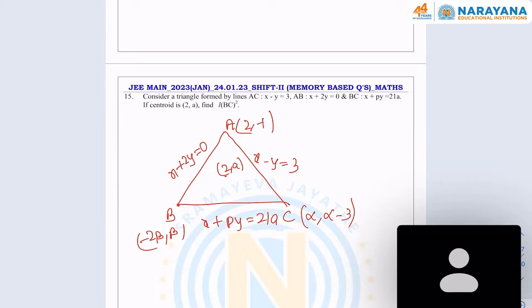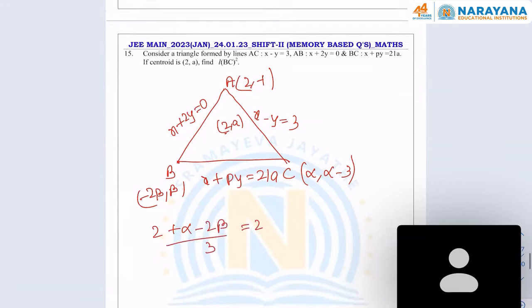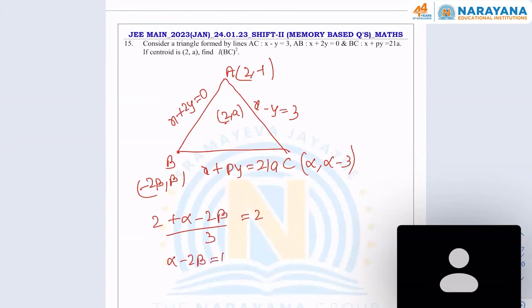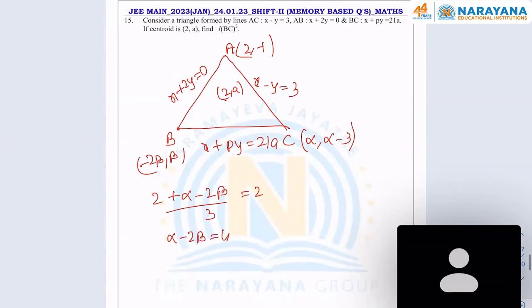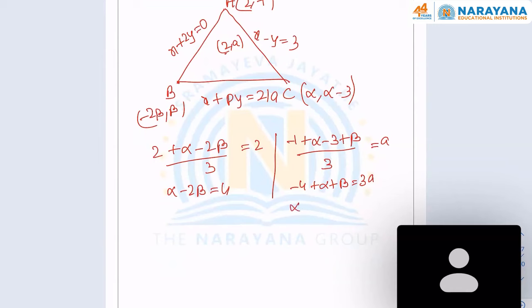Now I'll find the centroid. The x coordinate of the centroid: 2 plus alpha minus 2 beta by 3 is equal to 2. So alpha minus 2 beta is equal to 4. Similarly, the y coordinate: minus 1 plus alpha minus 3 plus beta by 3 is equal to a. So it is minus 4 plus alpha plus beta is equal to 3a. So here we have two equations: alpha plus beta is equal to 3a plus 4, and alpha minus 2 beta is equal to 4.